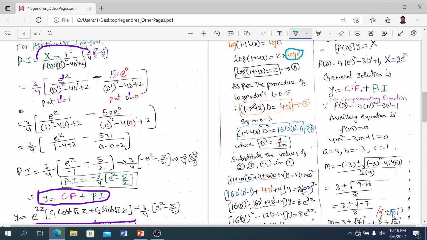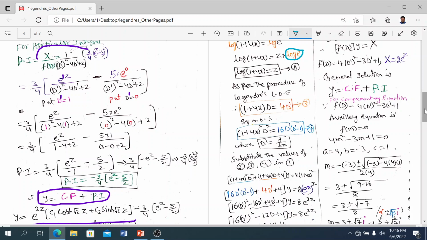Squaring on both sides, (1 plus 4x) whole square D square means 16, 4 square 16, D' into D' minus 1. Mark it as fourth equation. And wherever D' is there, it means d by dz. Substitute these values, second, third, fourth, in first equation.